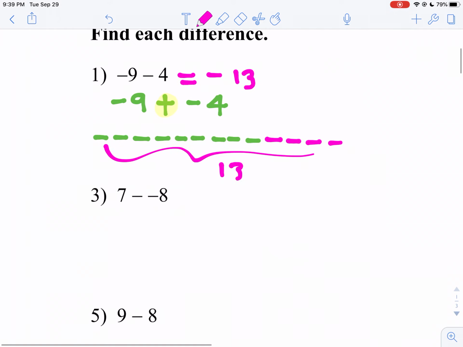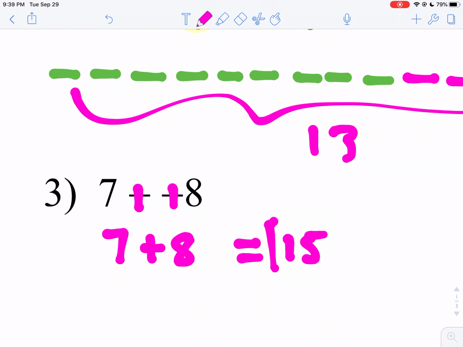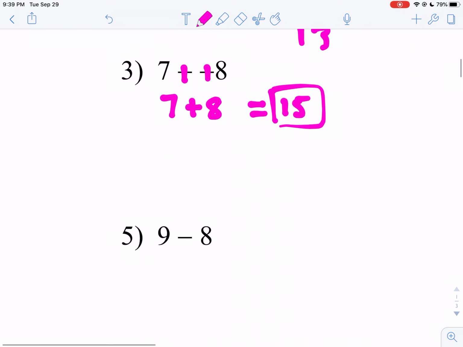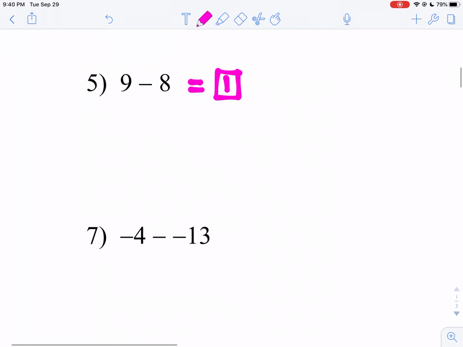All right, this one here, this is what I meant when I said a negative times a negative is positive. Negative times negative is positive. So all of a sudden this problem turns into 7 plus 8, and you know how to do that. We don't need to put signs down. That's just positive 15. All right, this one here, you already know 9 minus 8 is just 1. So some problems are very easy. You don't have to rewrite them, but some problems you would need to rewrite.